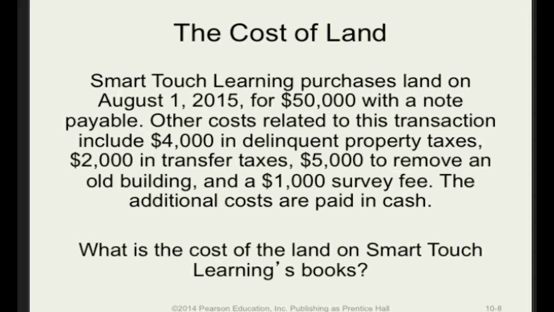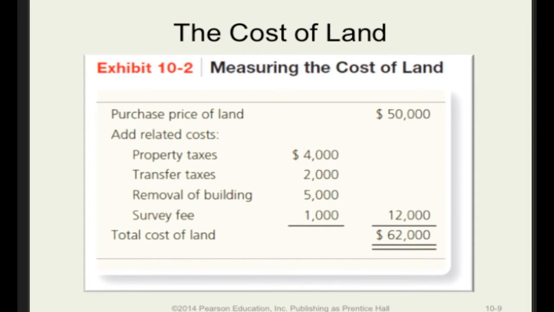Assume that Smart Touch Learning buys some land on August 1st for $50,000 and pays for it with a note payable. Other costs related to this transaction include $4,000 in delinquent property taxes, $2,000 in property transfer taxes or fees, $5,000 to remove an old building from the site, and $1,000 for a survey of the property. What is the cost of the land on Smart Touch Learning's books? As you can see from the computation in Exhibit 10-2, the cost of the land is not only the acquisition cost of $50,000, it also includes the additional $12,000 of costs that bring the total cost of the land on the books up to $62,000.